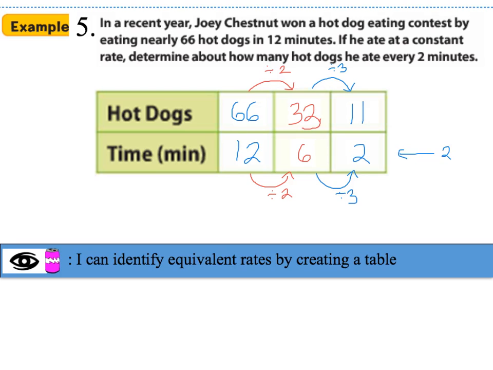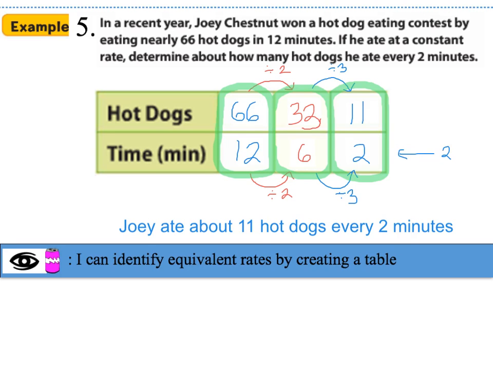So one thing I want you to be aware of is the different equivalent ratios that this table has given us. If you take a look at 66 hot dogs per 12 minutes, that's one rate. Another rate would be 33 hot dogs per 6 minutes. That's another rate. And another rate would be 11 hot dogs per every 2 minutes. All 3 rates are equal. So we can say that Joey ate about 11 hot dogs every 2 minutes.